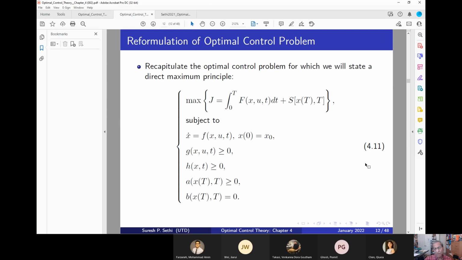So this is our problem in chapter 4. We have an objective function like before. We have x dot equal to f. We have a g of x, u, t. This is a mixed type constraint, chapter 3. S(x,t) bigger than 0. This is current chapter 4.